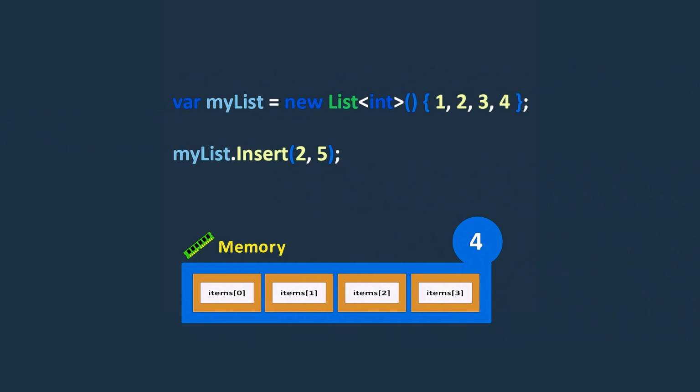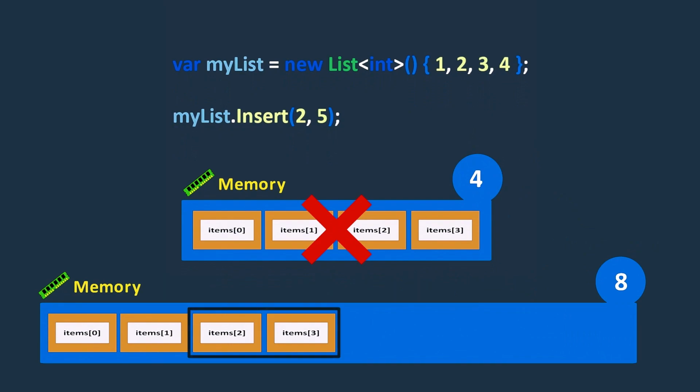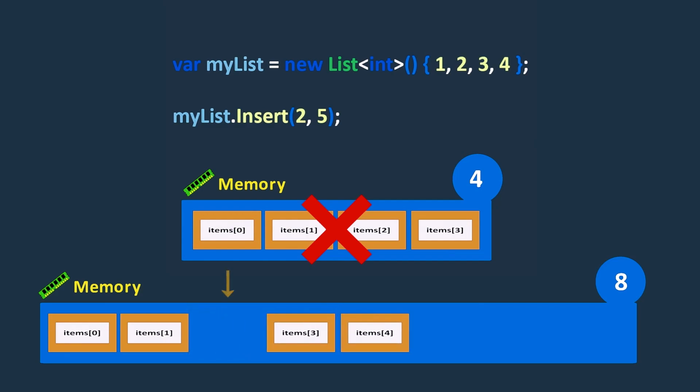For example, let's say we want to insert the number 5 at the index 2 in our list. When we call the insert method, it checks if the capacity is equal to the current count of elements. If so, it doubles the capacity. Then, it shifts all the elements from index 2 and onwards to the right, and puts the new element at the specified index.